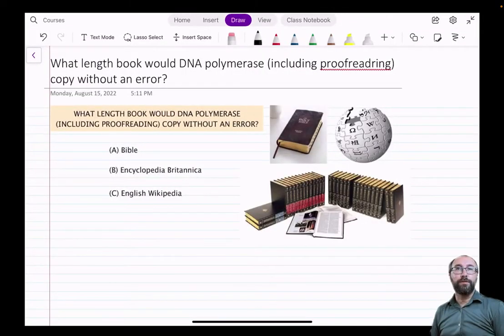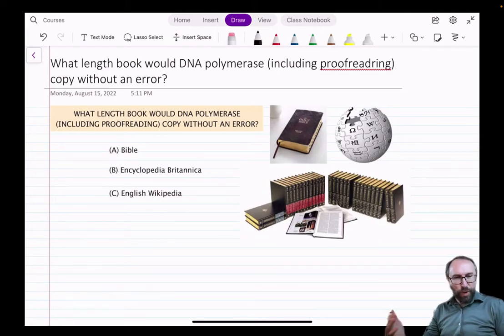Our next question in the physical biology exam is: what length of book would a DNA polymerase copy without an error? And I'm thinking about including proofreading. Would it be something like the Bible, the Encyclopedia Britannica, or the English Wikipedia?